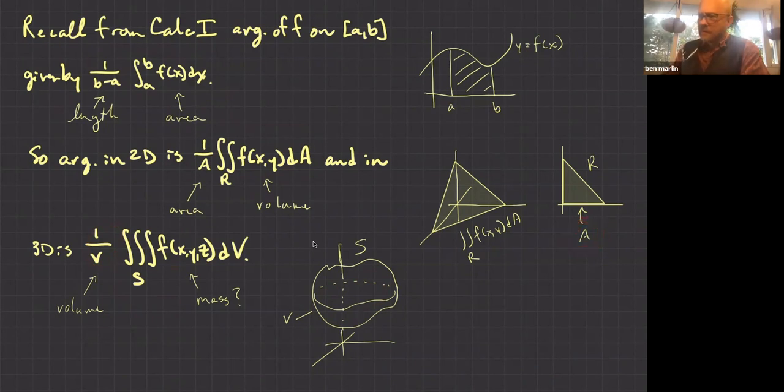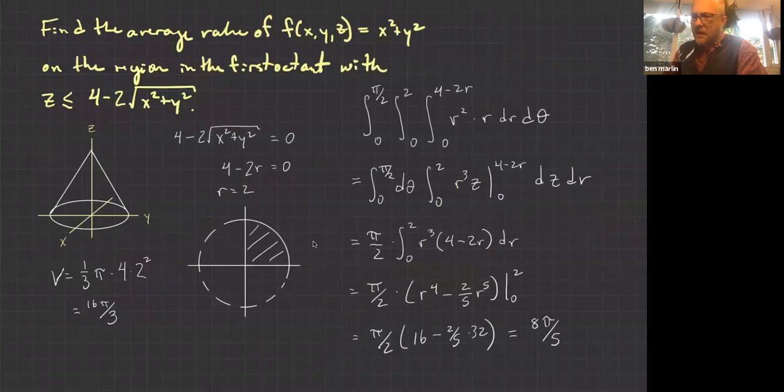All right. So in this example here, we're going to find the average value of our f of x, y, z. It's going to be just x squared plus y squared. All right. Now x squared plus y squared, of course, since we're doing things in cylindrical, is going to just be r squared. So that will end up being a little bit nicer as we go along here.